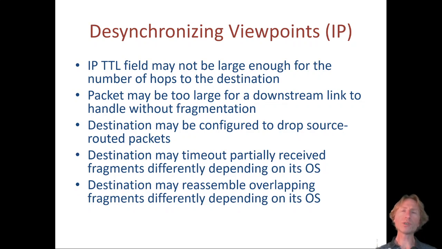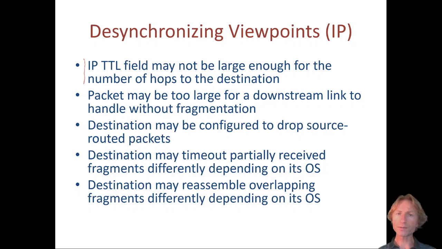Now, how would you do this? Well, you can do this by desynchronizing the viewpoints of the intrusion detection system and the victim. And you can do this on different layers. Let's first look at the IP layer. And at the IP layer, you have a number of things that you can play with. For instance, the IP time to live field might be set such that it only reaches the intrusion detection system, but it doesn't reach the host. So if there's a number of hops behind the intrusion detection system, that packet may be dropped before it reaches the destination.